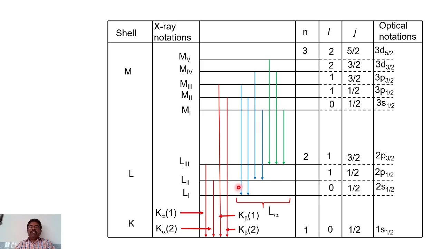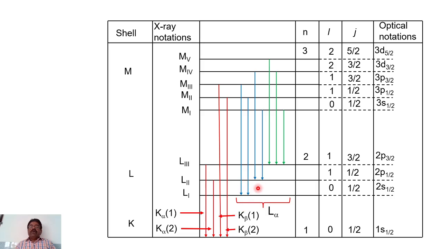Now this is more complex because L is not a single level. There are 3 levels. So there is transition from M to L1, from M to L2, and from M to L3. All these are possible. So you can see here 2 plus 2 plus 3, that is 4 and 3, 7. Total 7 transitions are allowed. So the L series consists of 7 different lines. It is not a single line. There are 7 different lines.